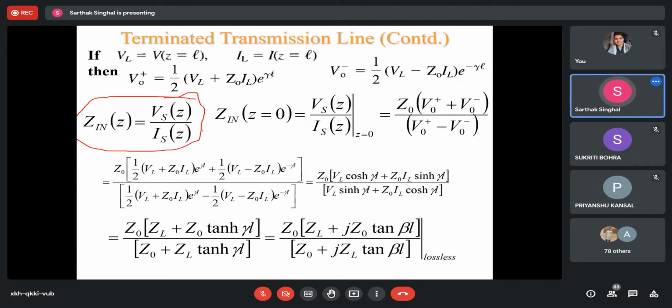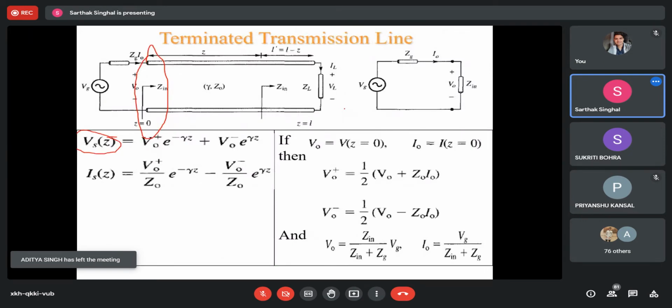Now if I want to calculate the input impedance at the generator, what will I do? I will put Z equal to 0. So what is the value of V(z) at Z equal to 0, the generator location? It will be V0 plus plus V0 minus, the summation of the amplitudes of the forward transmitting wave and the backward transmitting wave, right? Because this exponential term will be replaced by 1.